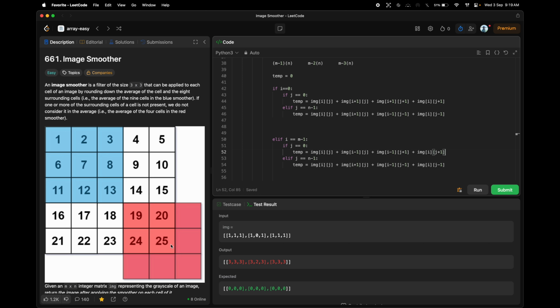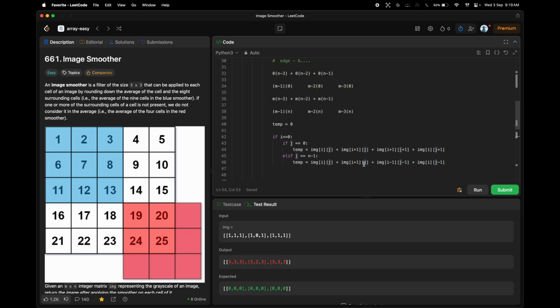Now if I'm at this one, then of course this value, and then I remains the same, j minus 1, I minus 1, j remains the same, I minus 1 and j minus 1. Okay, corners are done. I think I'm good. I'm happy with this much also.